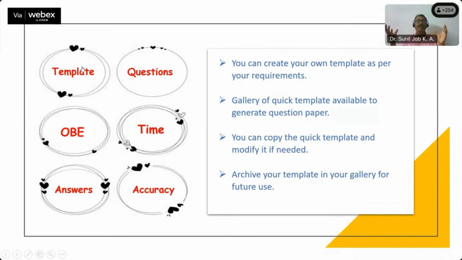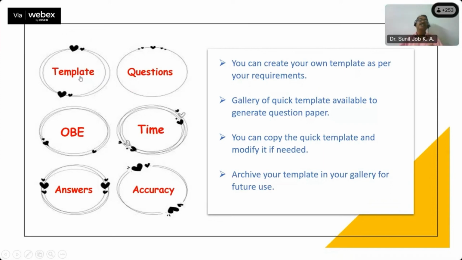You can either go with the predefined template, or you can create a new template, or you can copy the predefined template and modify it. If you want to create exactly from scratch, you can build the template from scratch, or you can use the predefined templates available with the software, or you can copy the template, modify it and use it. And all these templates will be in an archive list, and there will be a template number. You can select the template number and generate the question paper as per the template. So that is one feature that our software has.